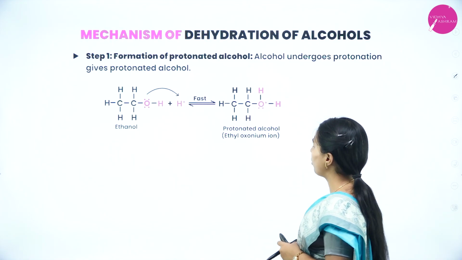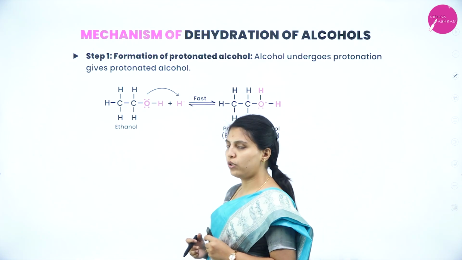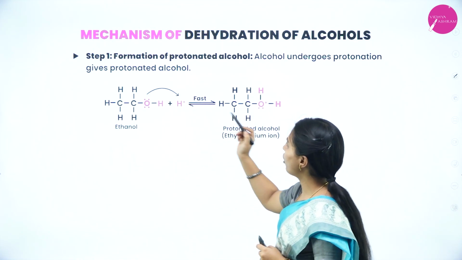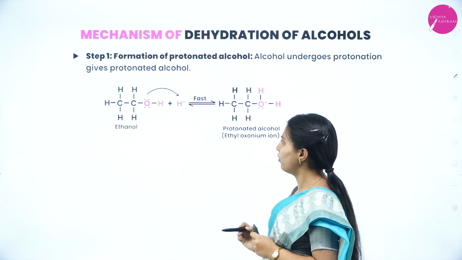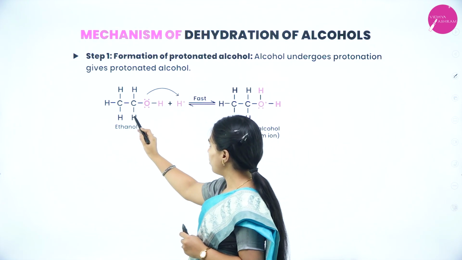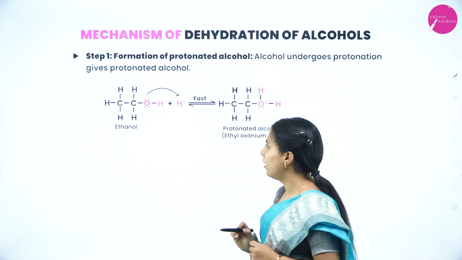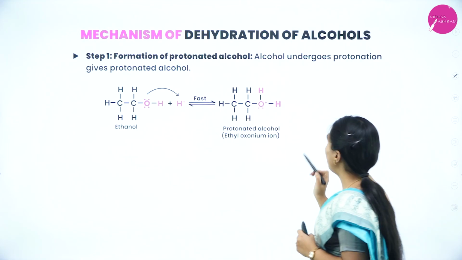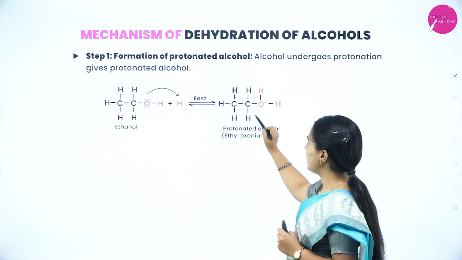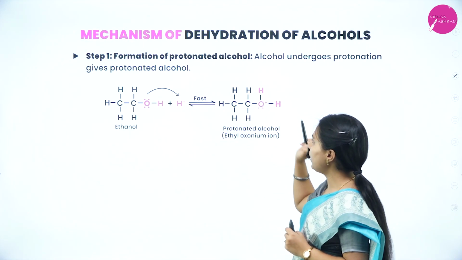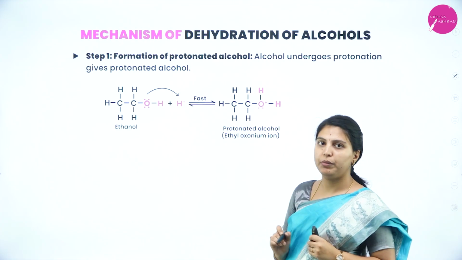Mechanism of dehydration of alcohol means how the electron movement will be seen while dehydration of alcohols takes place. Step 1. Formation of protonated alcohol. Alcohol undergoes protonation, gives protonated alcohol. This is alcohol, CH3CH2OH, ethanol. If we use acid here, alcohol will undergo protonation. See here CH3CH2, for this OH, this H will be added. So protonated alcohol or ethyl oxonium ion will be formed.